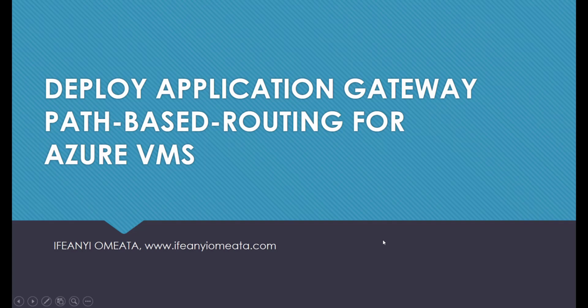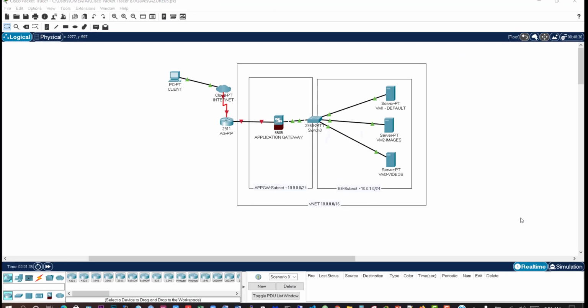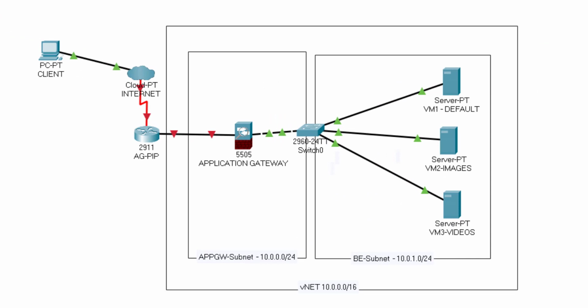Hi, so we're going to deploy an application gateway path-based routing for Azure VMs. So let's see how to do that. First of all, let's see the diagram of what we need to do. This is just an illustration on Packet Tracer.